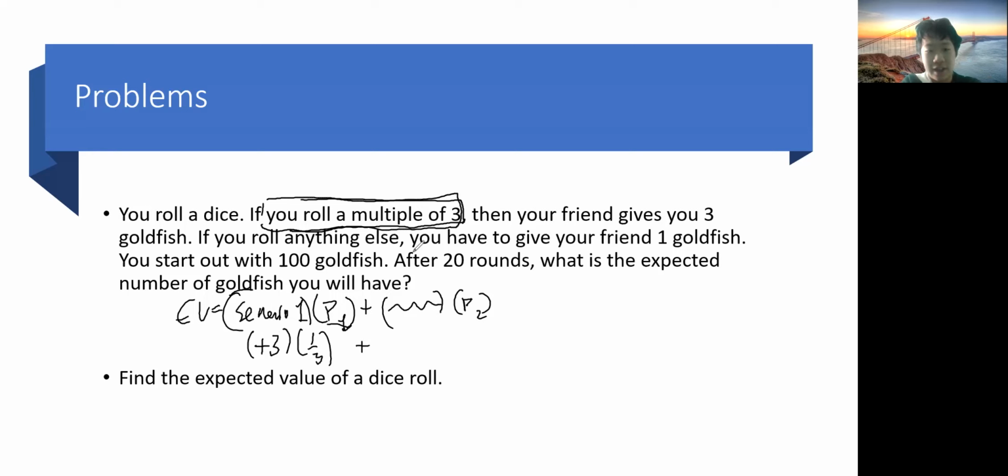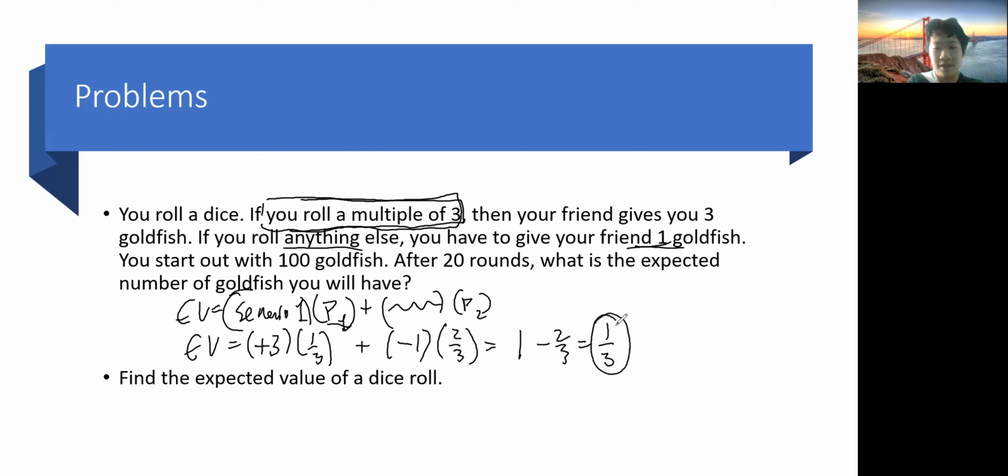Now scenario 2 is that I roll something else, and I have to give my friend 1 goldfish. So what's the chance that that happens? Scenario 2, I lose 1 goldfish, -1. I'm losing goldfish, not winning anything. And the chance that it happens is 2/3, because the chance that I don't roll a multiple of 3 is 2/3. So the expected value is going to be 1 minus 2/3, which is 1/3. So this is the expected value.